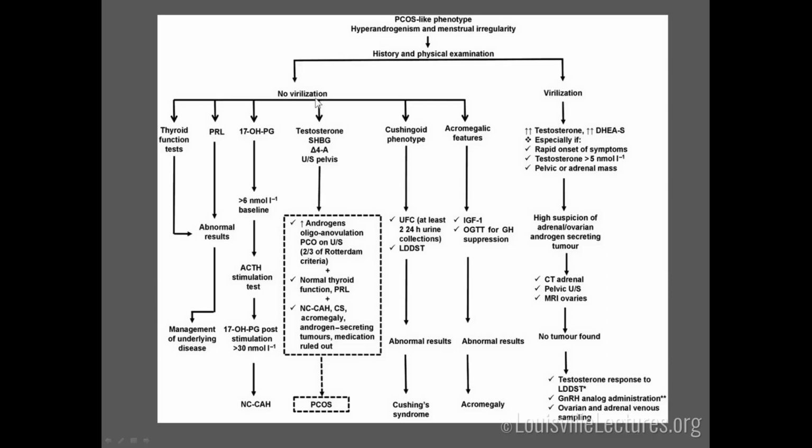And in the patients without virilization, you have to think about non-classic congenital adrenal hyperplasia, Cushing syndrome, and acromegaly. All of those can be easily confused with PCOS. So look for a disorder that begins in adolescence. Find out if there's a family history of diabetes. Look for the acanthosis nigricans, and don't come to the default diagnosis of PCOS, but think about these other things as well.